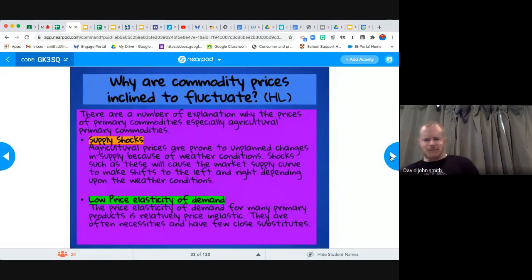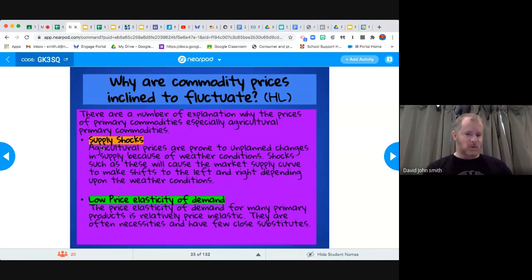It also means that the prices for the primary commodities tend to be quite volatile. They tend to move up and down quite a lot, and there are a couple of really good reasons why. The first one we've just discussed is that they're quite inelastic. They are considered to be necessities more often than not, and they have very few close substitutes.